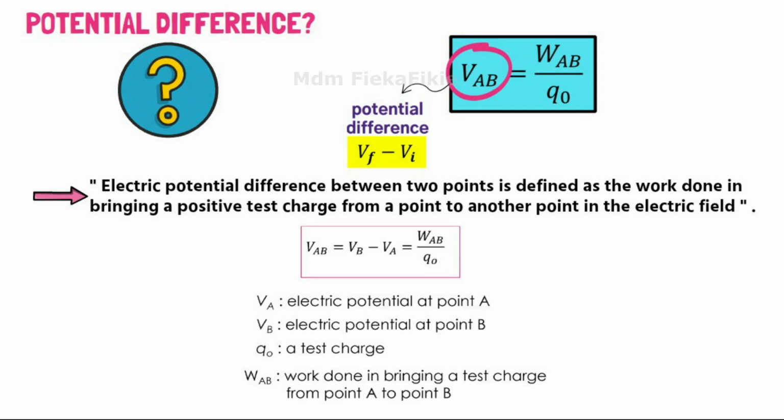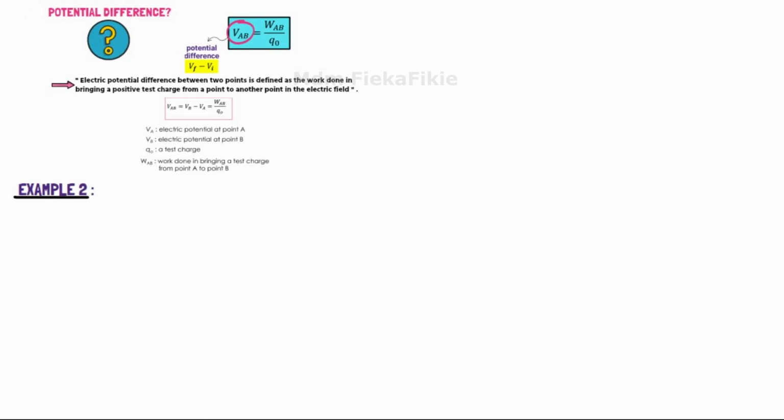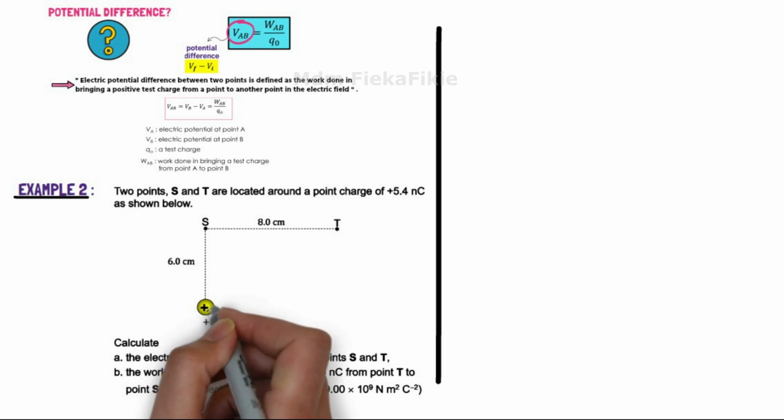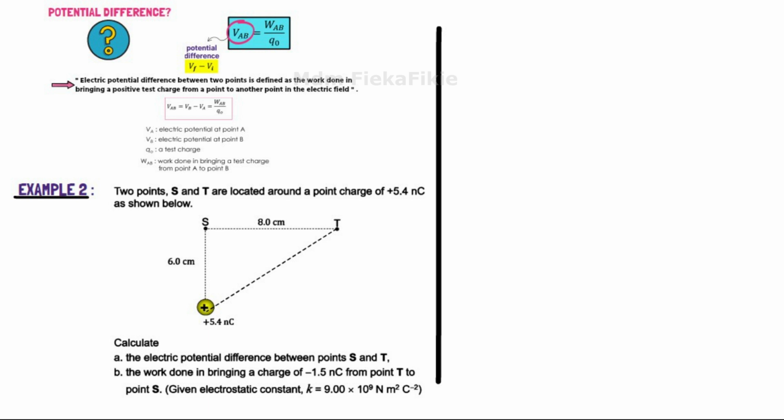Alright, so now let's try example 2. Okay, so here we have 1 point charge which is 5.4 nanocoulomb, and we have 2 points, point S and also point T. Where point S is located 6 cm from the point charge, and for point T we can calculate the distance between the point charge and point T. It is 10 cm. Okay, you can calculate using the Pythagoras theorem.